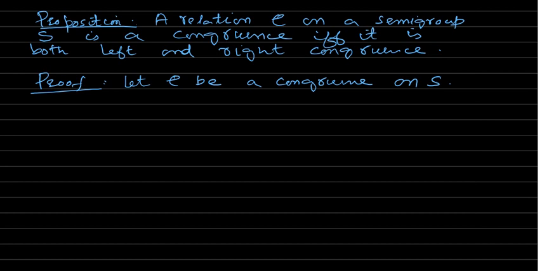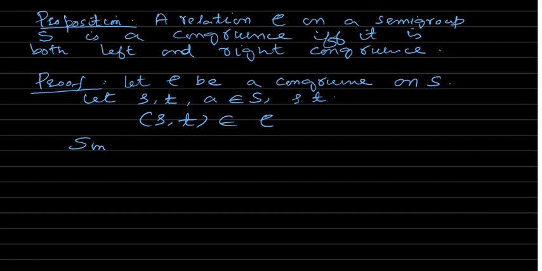So for this we take three elements. Let s, t, a belong to S such that s and t are rho related. We show that as and at are also rho related, since a is rho related to a, because rho is a congruence relation, so it's first an equivalence relation. So that means a is rho related to a.